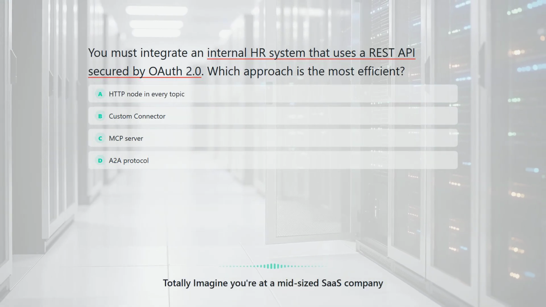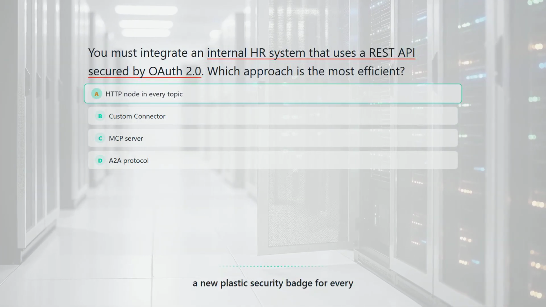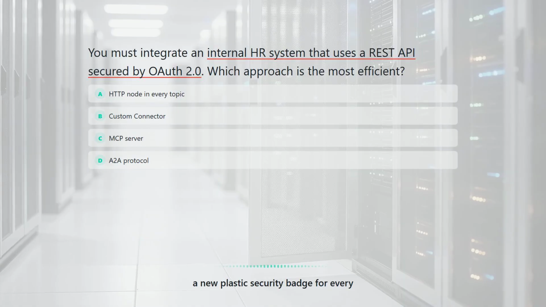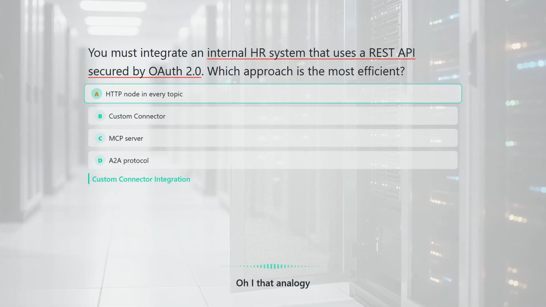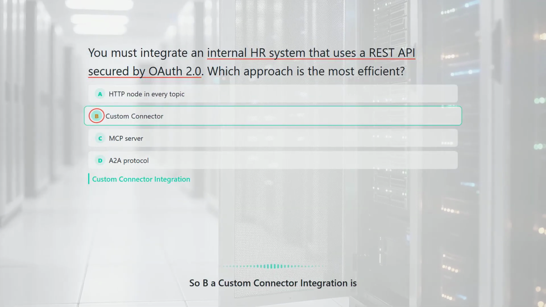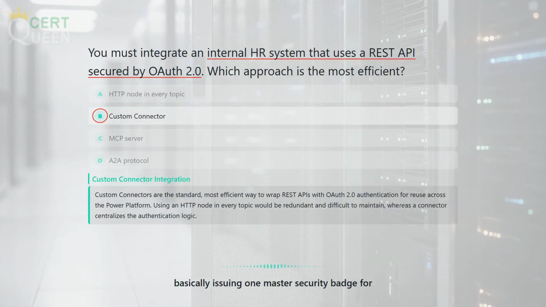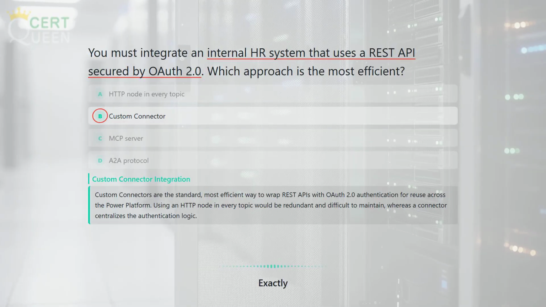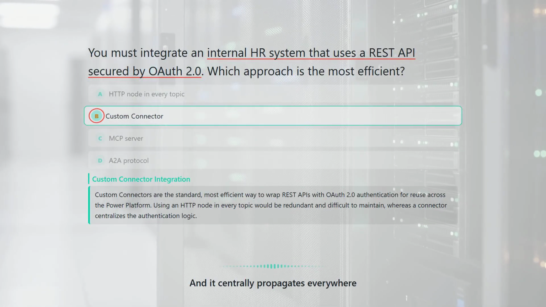Totally. Imagine you're at a mid-sized SaaS company. Putting an HTTP node everywhere is like cutting a new plastic security badge for every single room a user enters in a building. Oh, I like that analogy. So option B, a custom connector, is basically issuing one master security badge for the whole system. Exactly. You update the authentication once in the custom connector, and it centrally propagates everywhere.